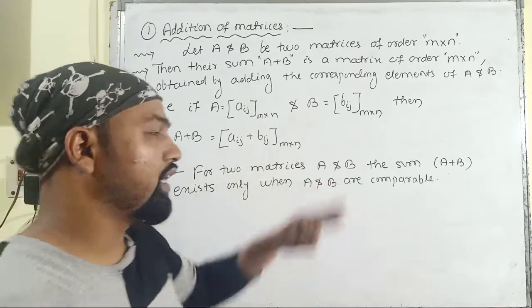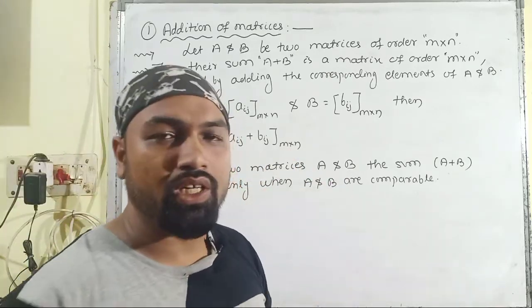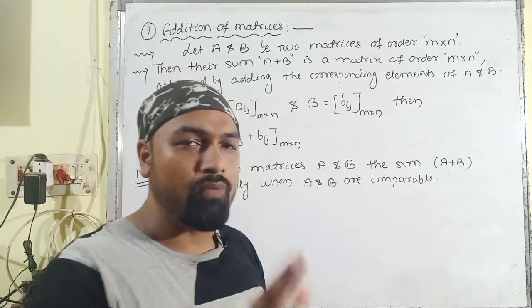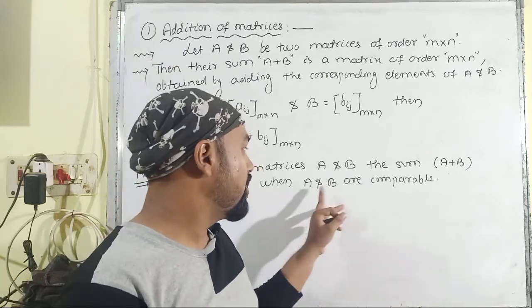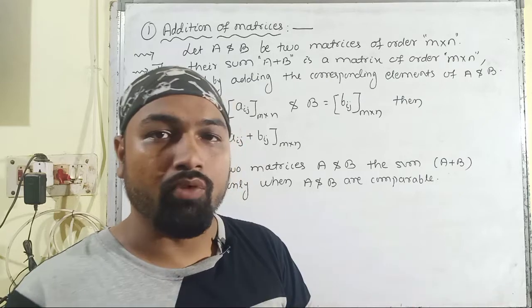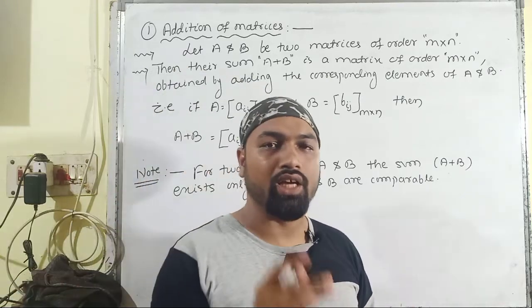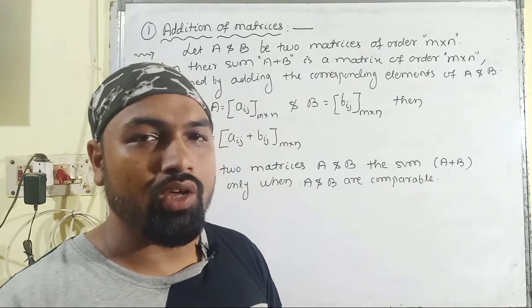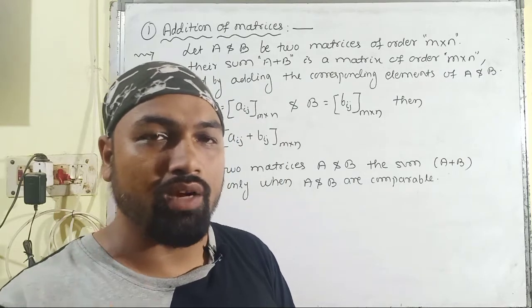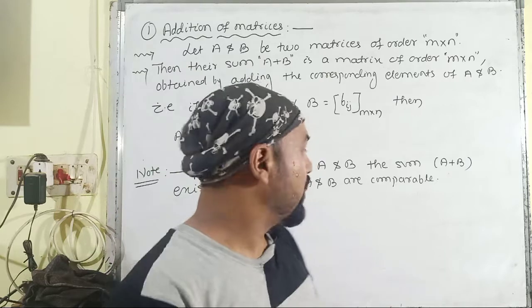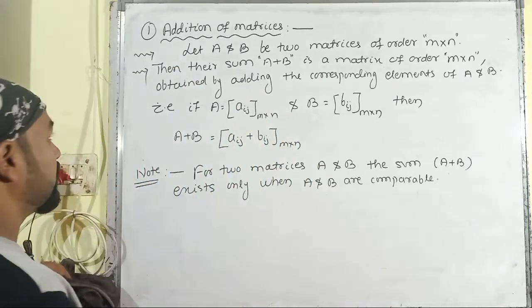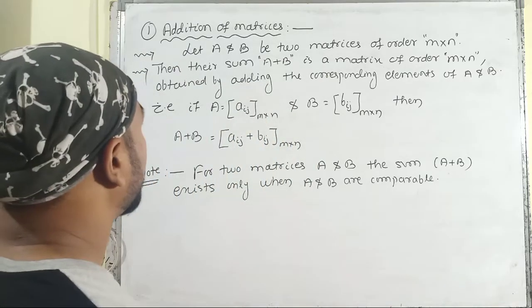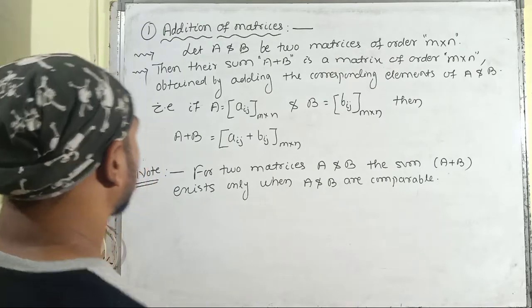For the two matrices A and B, the sum A plus B is defined or exists if and only if A and B are comparable matrices. That means the order of the matrix A must be equal to the order of the matrix B. In that case only we can add the two matrices A and B and find the required result. So let us find the addition in some examples.